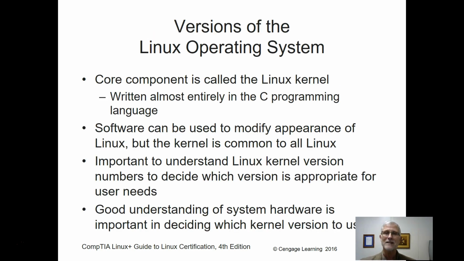Now, there are different versions of the Linux operating system. The core component is called the Linux kernel. You want to pay attention to that word. It is mostly written in the C programming language. Those of you in programming have probably taken a C++ class, but in this case, it's written in C, a predecessor to C++. Software can be used to modify the appearance of Linux, but the kernel is common to all Linux versions.